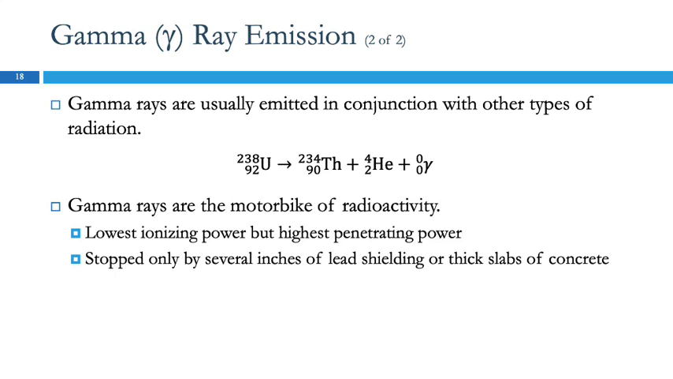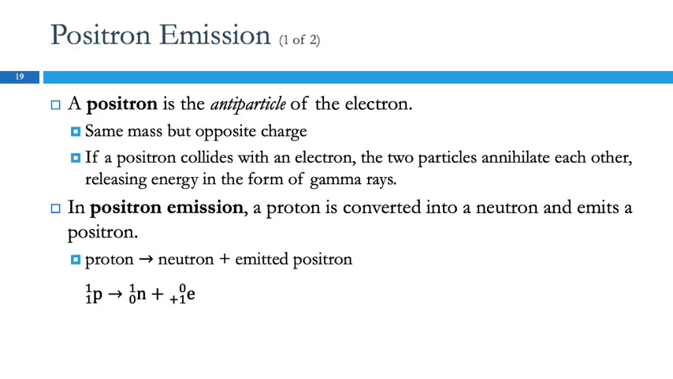Any questions about gamma rays? Positron emission. This is also a particle. Doesn't have a Greek letter associated with it. A positron is the antiparticle of the electron. Antimatter is real.